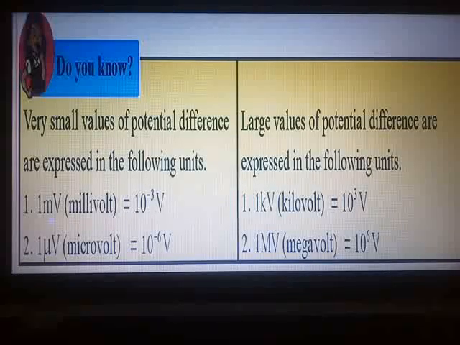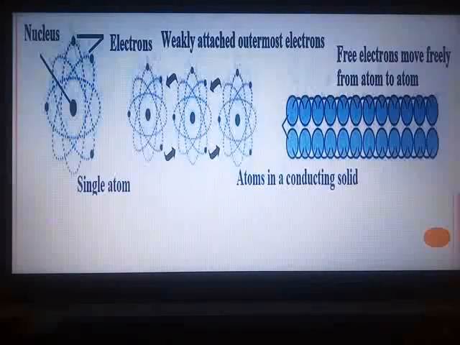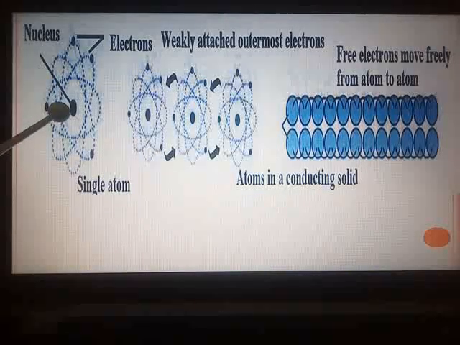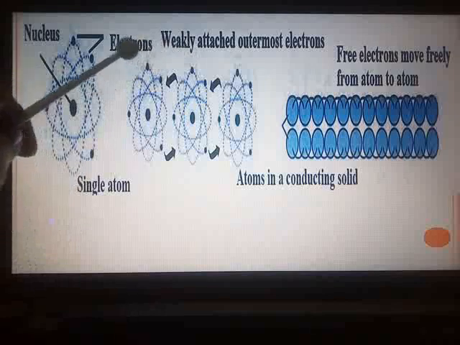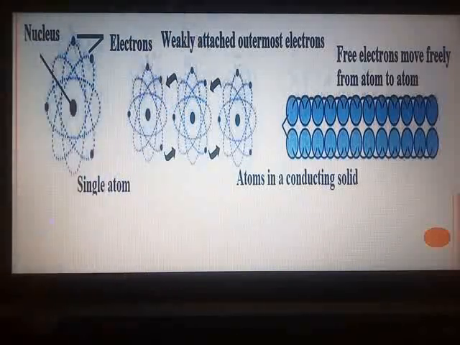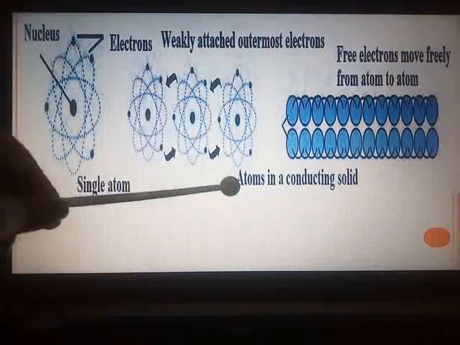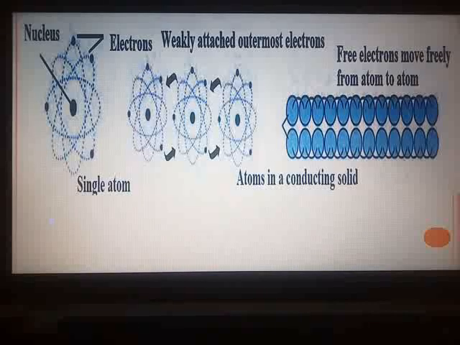Now we will speak about the free electrons. Just now I have told you that the flow of electrons generates electricity in any metallic conductor. So here you can see the single atom having a center known as the nucleus, and electrons rotate around the nucleus in their particular orbits. Here you can see the weakly attached outermost electrons. Free electrons move freely from atom to atom. So atoms in a conducting solid. Conducting solid means a solid which conducts the current.